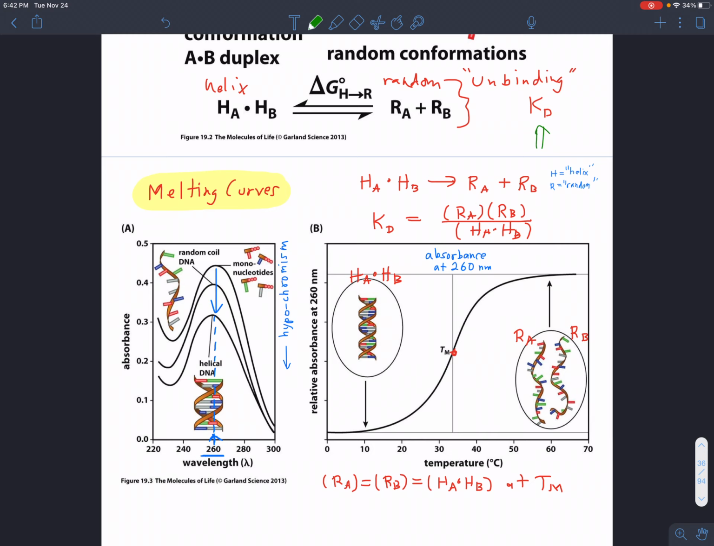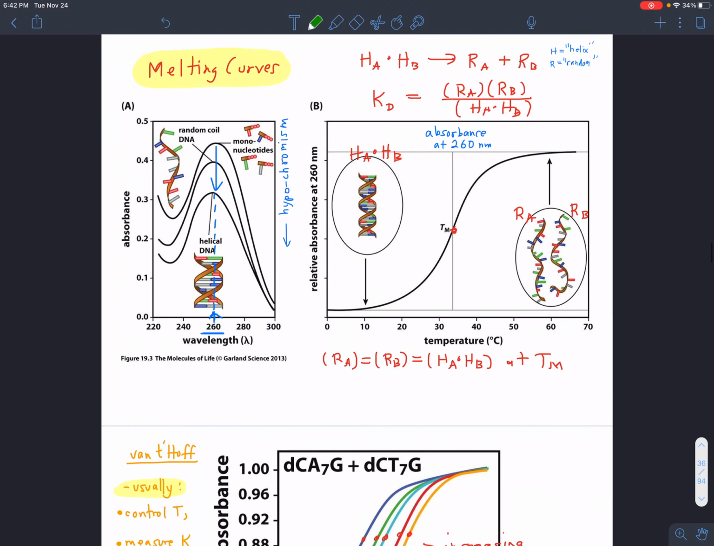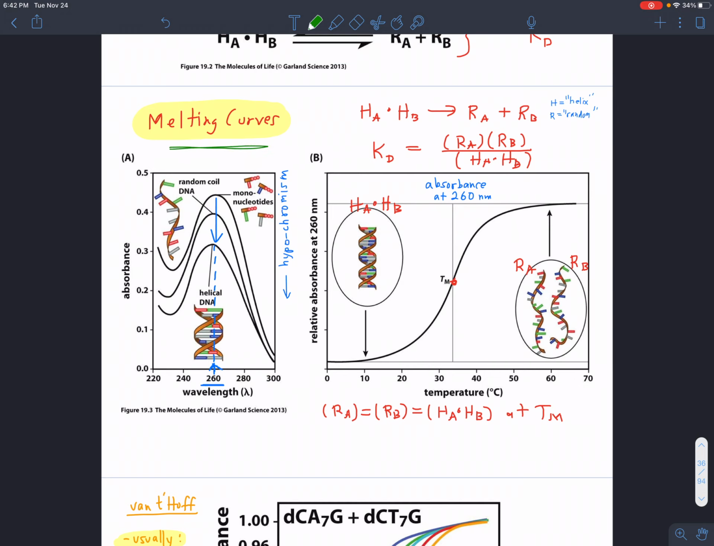How do you do that experimentally? Well, here's how it's usually done. You take what's called a melting curve, which means that it turns out that the absorption of DNA at around 260 nanometers in the UV is lower when the DNA is in the double-stranded form than when it's in the single-stranded form or when it's in the mononucleotide form. And that means that if you monitor the absorption of the DNA as you raise the temperature, what you'll see is that the absorption goes up in a melting curve like this.